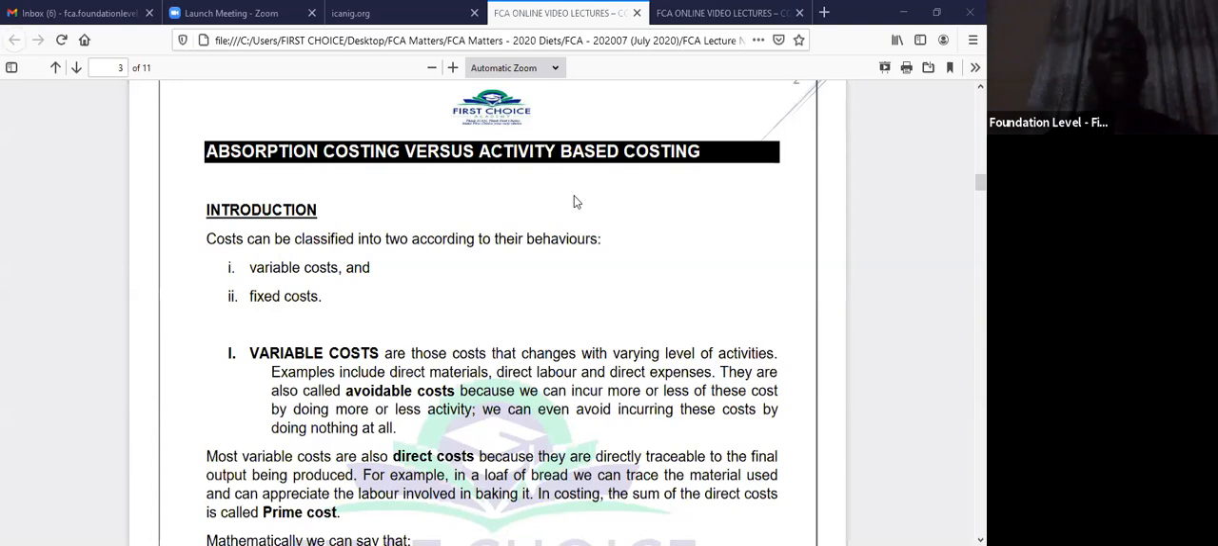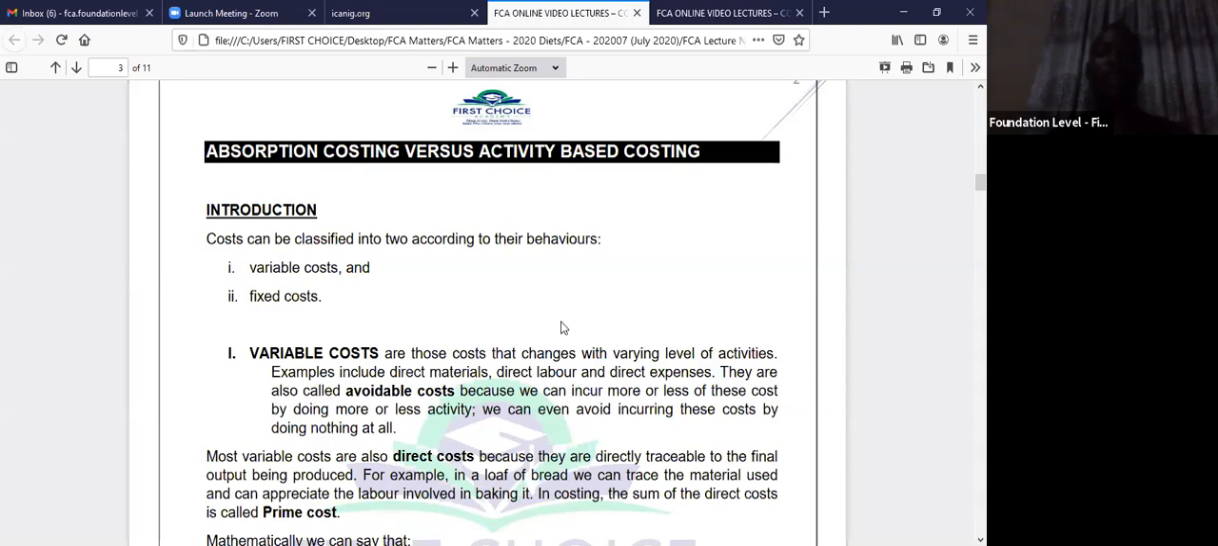Now, absorption costing and activity-based costing are two types of costing method that use what they call full costing methods. So there are two costing methods, which are full costing and marginal costing. And so we are saying that absorption costing and activity-based costing use the full costing method. By full costing, we mean that the full cost of your product is being determined. First of all, before we talk about full costing, let's look at variable costs and fixed costs.